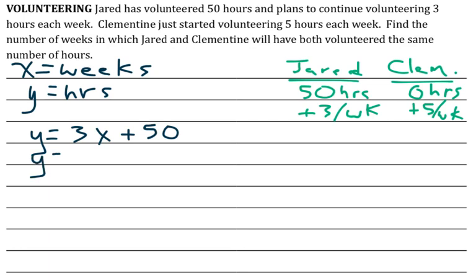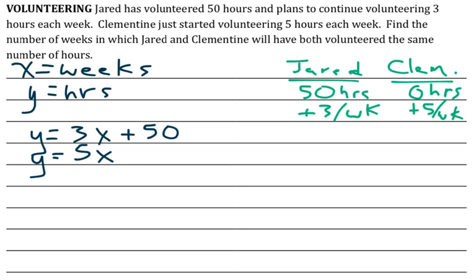For Clementine, she is gaining based on a starting point of nothing, so I'll write plus 0 just temporarily, but we do know that 5x would be how quickly her rate is changing. Go ahead and pause this video and see if you can figure it out from here.